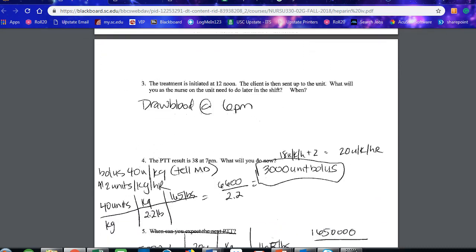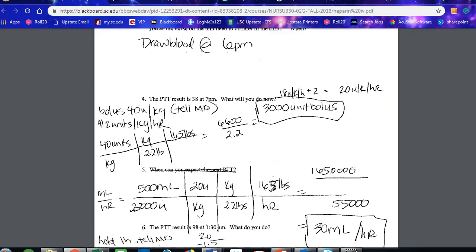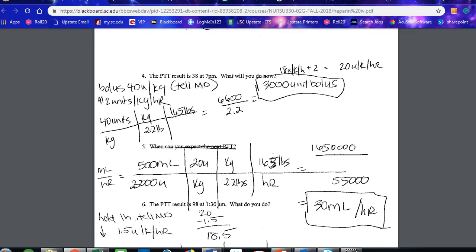The third question is that it started at noon. You send them up to the unit. What will the nurse need to do? Later in the shift, she'll need to draw some blood at 6 p.m. Or he, I apologize for not being gender neutral. So at 6 p.m. the nurse will draw blood. Question 4: the PTT result is 38 at 7 p.m. What will you do now?